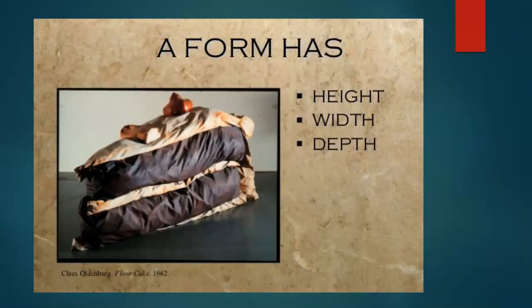Here's another example of form by Claes Oldenburg, Floor Cake from 1962. This is a larger-than-life soft sculpture of a piece of cake. It has height, and we can see that it has height, it has width, and it has depth.